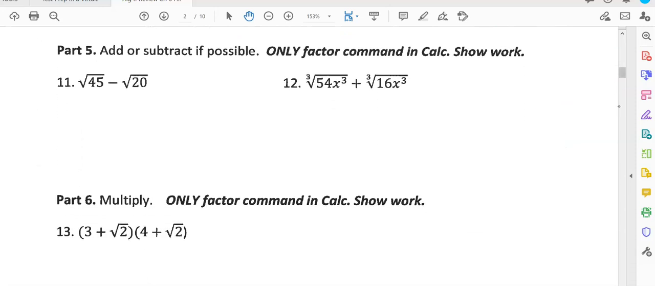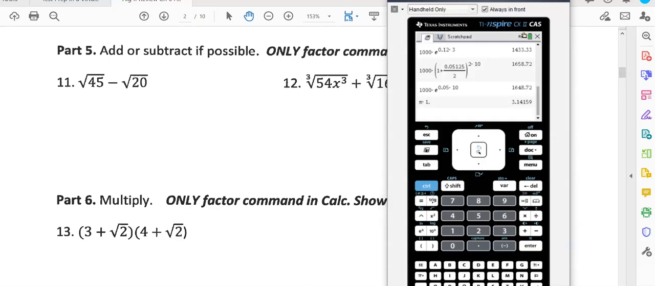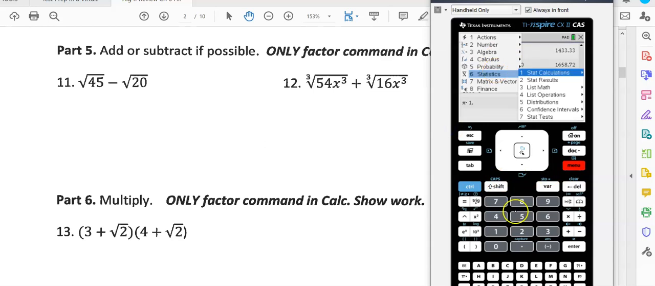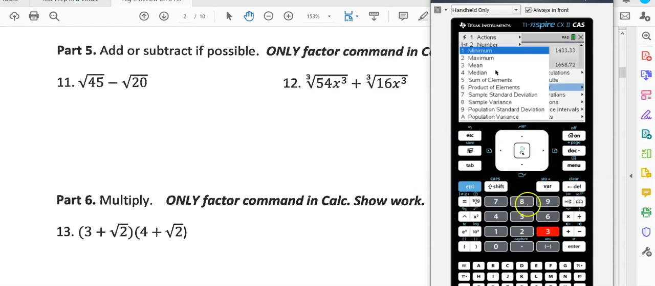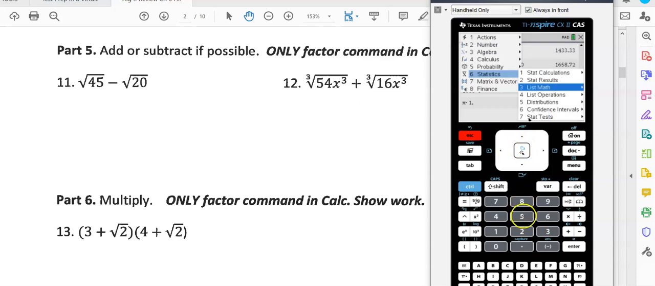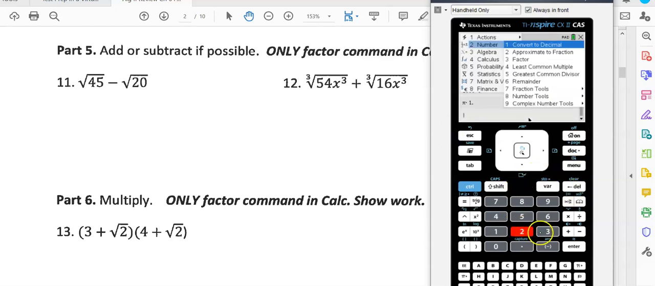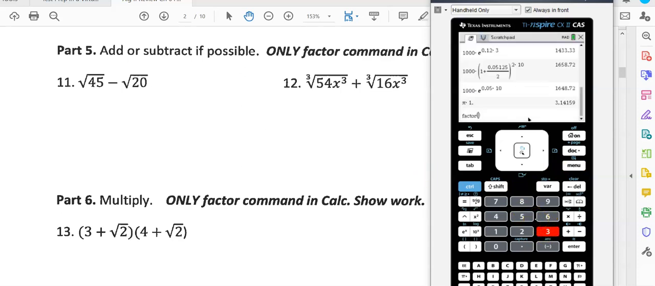Okay, you're hoping, and you can definitely use the factor command in your calculator if you need to for these. So you can bring up your calculator and go, okay, let's do the square root of 45. No, not the square root of 45. I need, sorry, the factor command, menu 2, 3. We're going to factor 45, and menu 2, 3, we're going to factor 20.